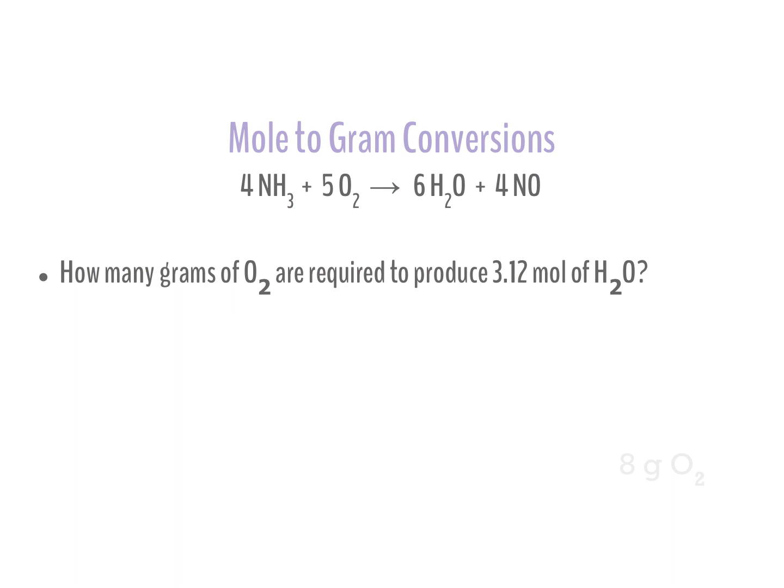Actually, I'm going to change this question. Sorry, I'm going to go backwards here. I'm going to change this to how many moles of O2 are required to produce 3.12 grams. I want us to start in grams this time and end up in moles so we can see both sides of the conversion, okay?